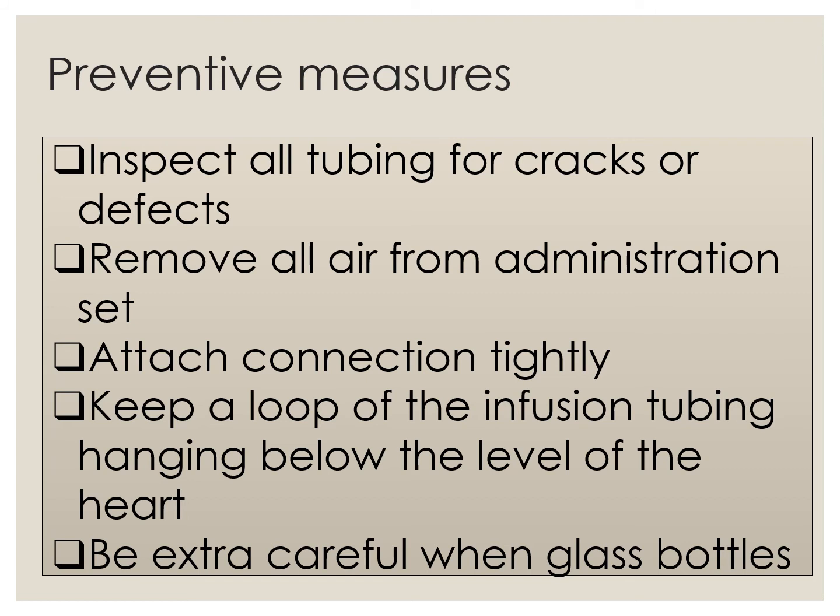Don't say this is only small bubbles. Small bubbles, then again other small bubbles, can accumulate and form a very large bubble and can go and occlude small vessels in the lungs. So you have to remove all the air from the administration set. You have to attach connections very tight. Keep a loop of infusion tubing hanging below the level of the heart, and you have to be extra careful when using glass bottles.